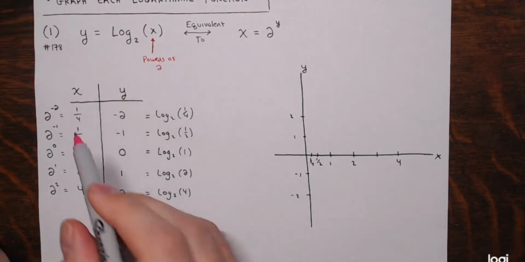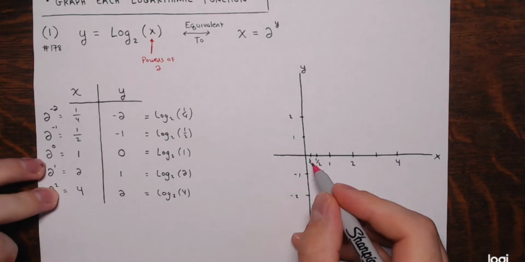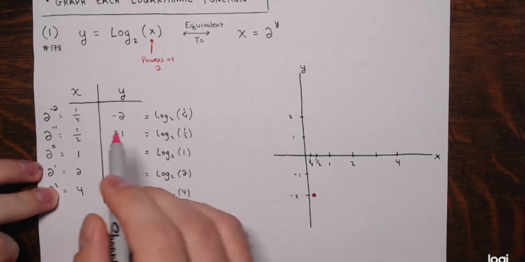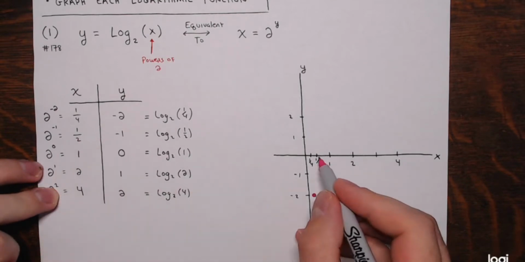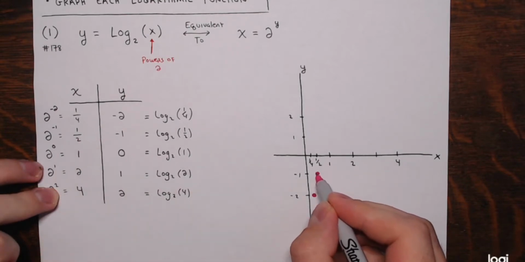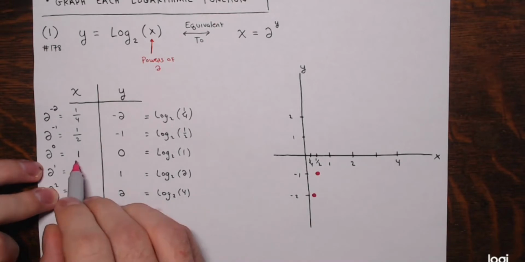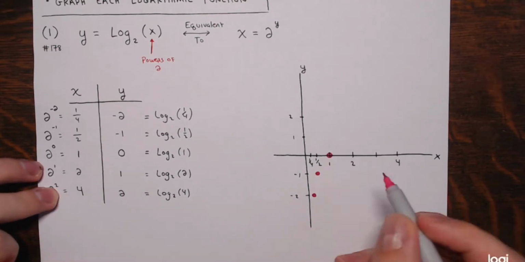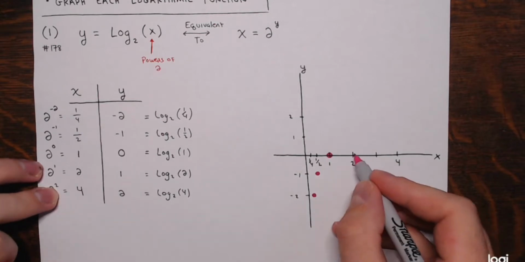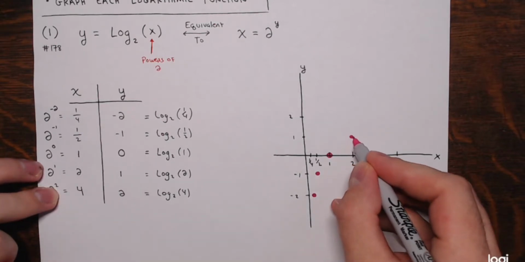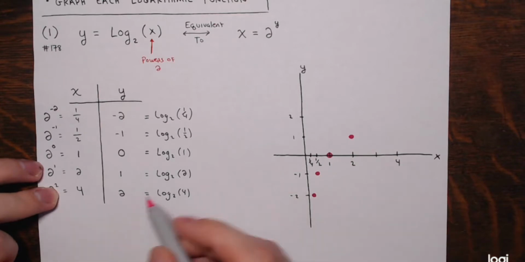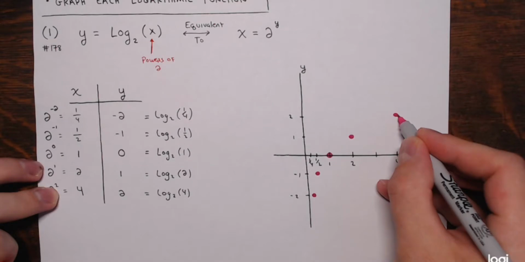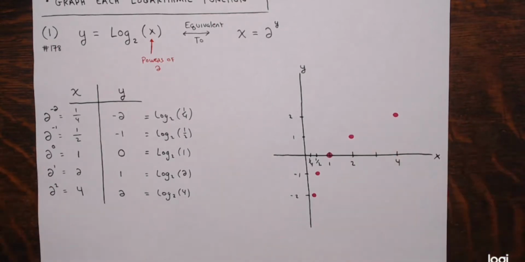So we have 1/4 input, -2 output. 1/2 input, -1 output. 1 input, 0 output. 2 input, 1 output. 4 input, 2 output. Alright, and maybe you see this.